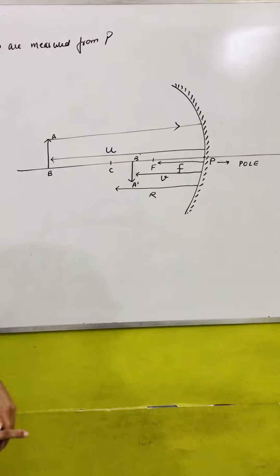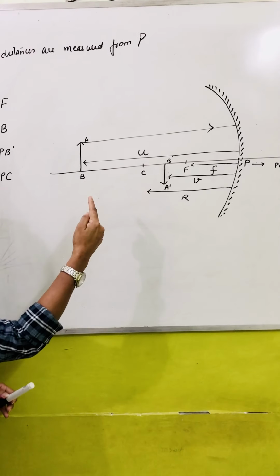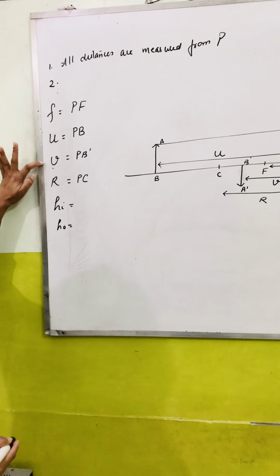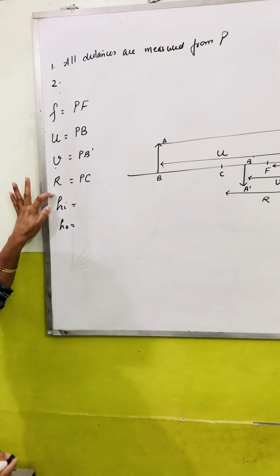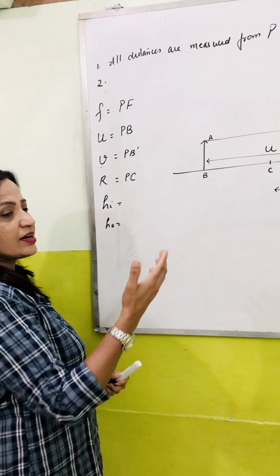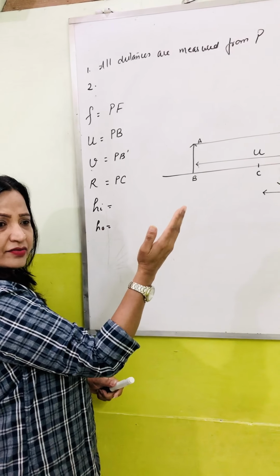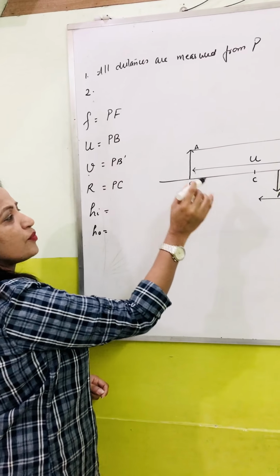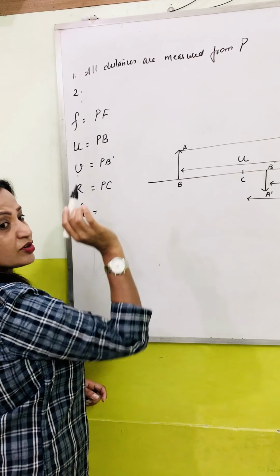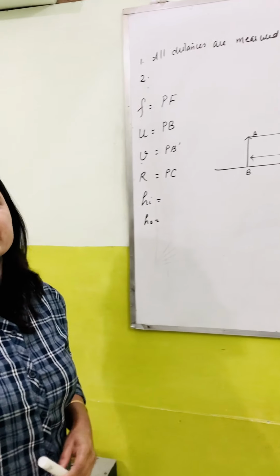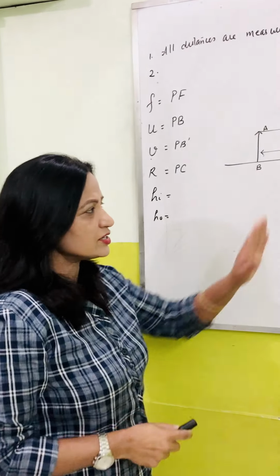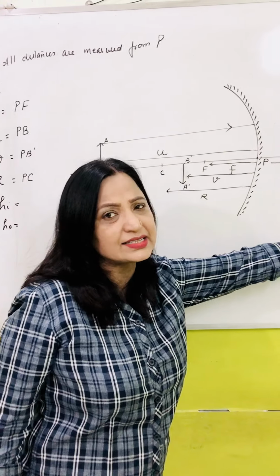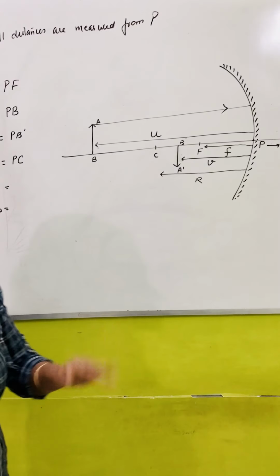So all the distances, which distances? Focal length, object distance, image distance and radius of curvature. All distances which are measured on the left side of the mirror will be taken as negative, and all measured on the right-hand side will be taken as positive.